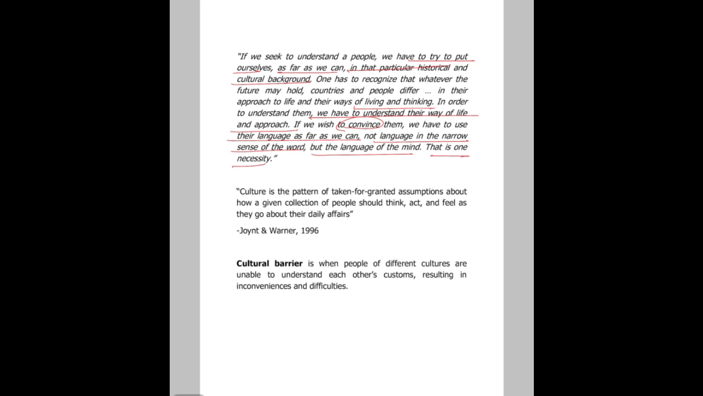So, culture is a pattern of taken for granted assumptions about how a given collection of people should think, act, feel as they go about their daily affairs. So, talagang nakasama rin sa culture yun. The way we think, the way we act, the way we feel. So, cultural barriers is when people of different cultures are unable to understand each other. So, as mentioned a while ago.